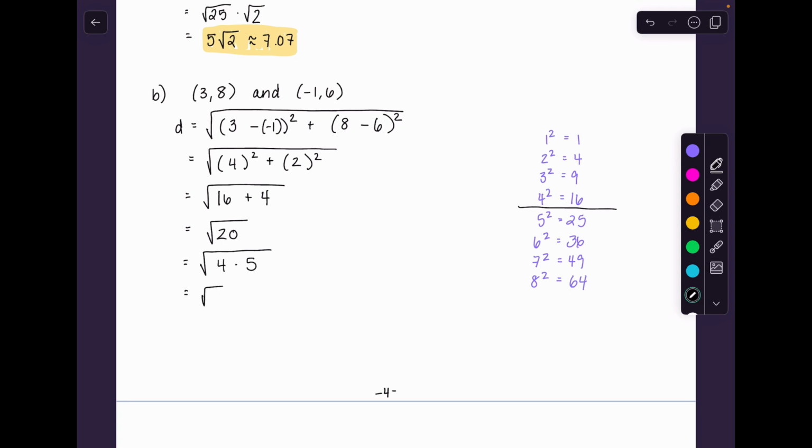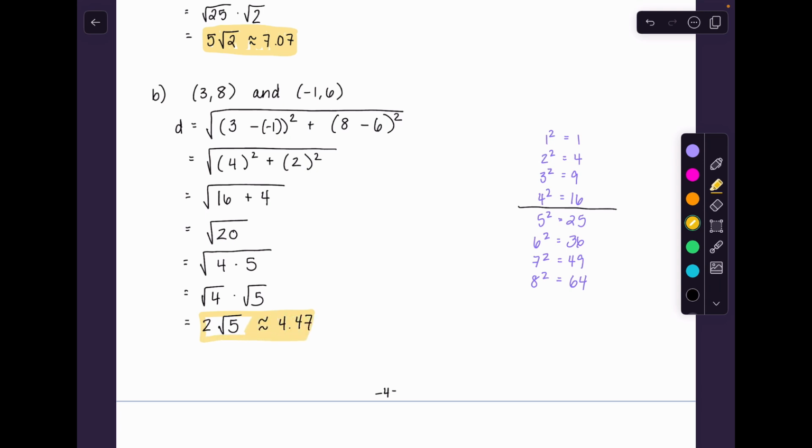Taking the square root of each then. Square root of 4 is going to give us 2, and square root of 5 we have to leave as is. Okay? So this is our simplified exact answer. And again, when you're plugging into your calculator, just do the square root of 20. You should see that this is about equal to 4.47.